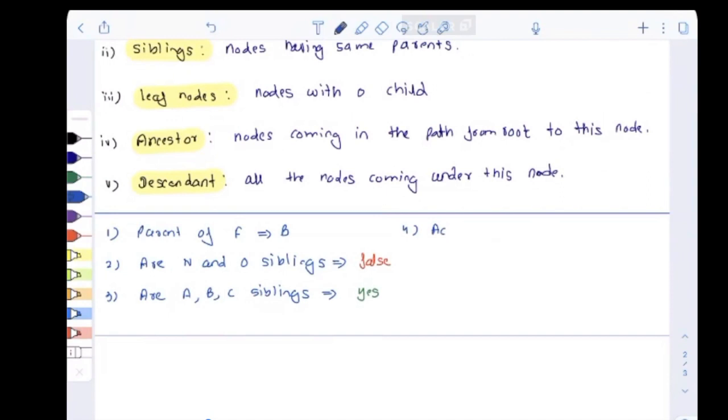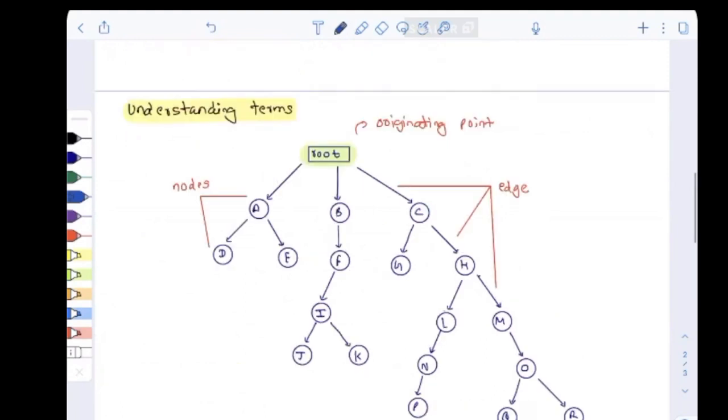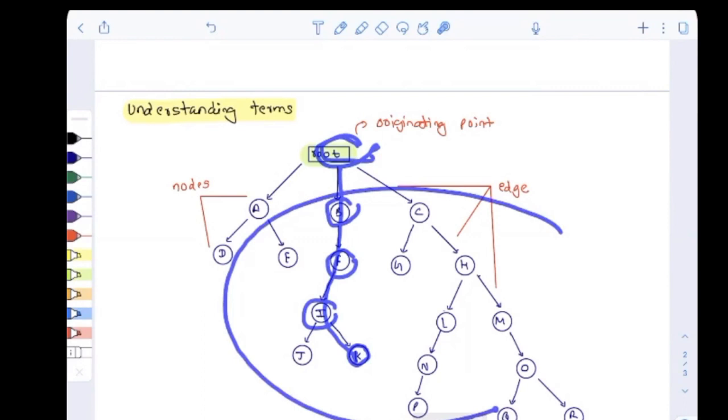Ancestors of K. So what are all the ancestors of K, guys? Ancestor means the nodes coming in the path from root to this particular node K. So K is here. Draw a path from root to this node K, and all the nodes coming in this path are ancestors of K. Ancestor means your parent, your grandparent, then the grandparent. Obviously, root is everyone's ancestor. Am I correct, guys? Root is every node's ancestor. Make sense?